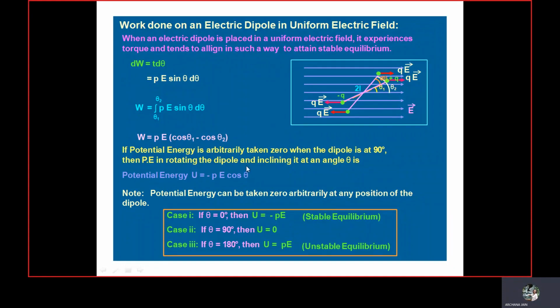Now again 3 cases. If we take theta is equal to 0, cos 0 is equal to 1, and U is equal to minus PE, which is known as the stable equilibrium. If theta is equal to 90, U is equal to 0. If theta is equal to 180, then cos 180 is minus 1, minus minus plus, and U is equal to plus PE, which is unstable equilibrium. So this is for work done, and work is stored in the form of potential energy.